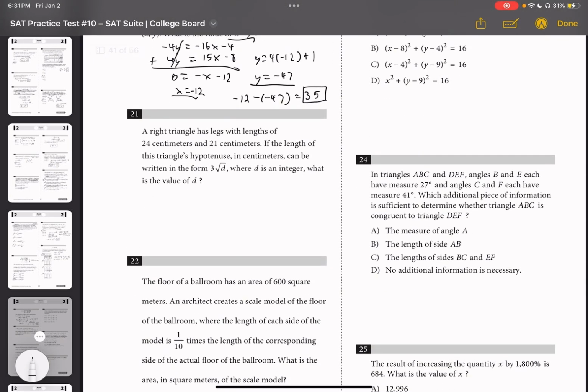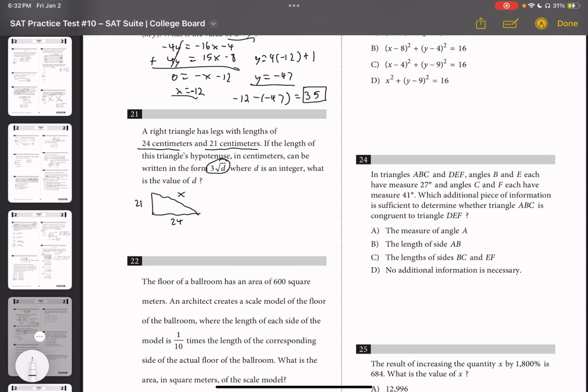Next question. A right triangle has legs with lengths of 24 centimeters and 21 centimeters. If the length of the triangle's hypotenuse in centimeters can be written in the form 3 square root of d, where d is an integer, what is the value of d? Okay, so we have two legs. We have a side length of 21 and a side length of 24.